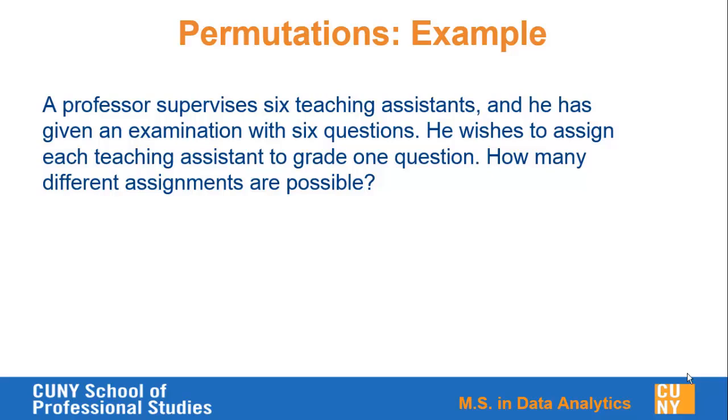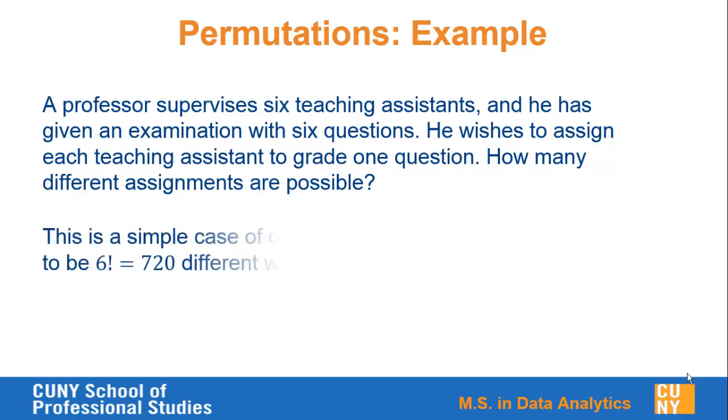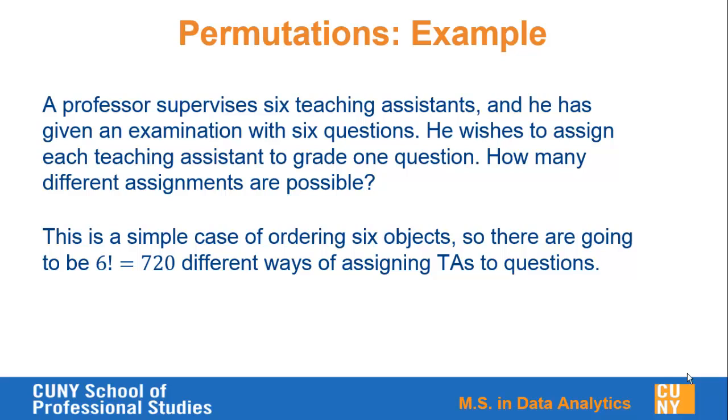As an example of a permutation, suppose a professor is supervising 6 teaching assistants. He's just given an examination and it had 6 questions, and he wishes to have 1 teaching assistant grade each of the 6 questions. So he doesn't want to have a teaching assistant grade 2, and he doesn't want to have any teaching assistants grade none. He's going to assign 1 teaching assistant to each question. How many different assignments are possible if each assignment is equally likely? Well, he's going to have 6 choices for the first question, 5 choices for the second, all the way down to just 1 choice for the last one, since everybody else will have been assigned, and 6 factorial equals 720. So there are 720 different ways of assigning TAs to the questions.